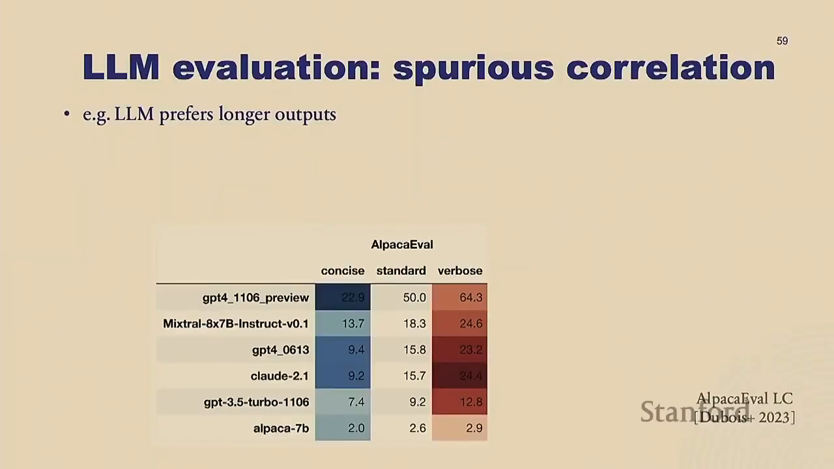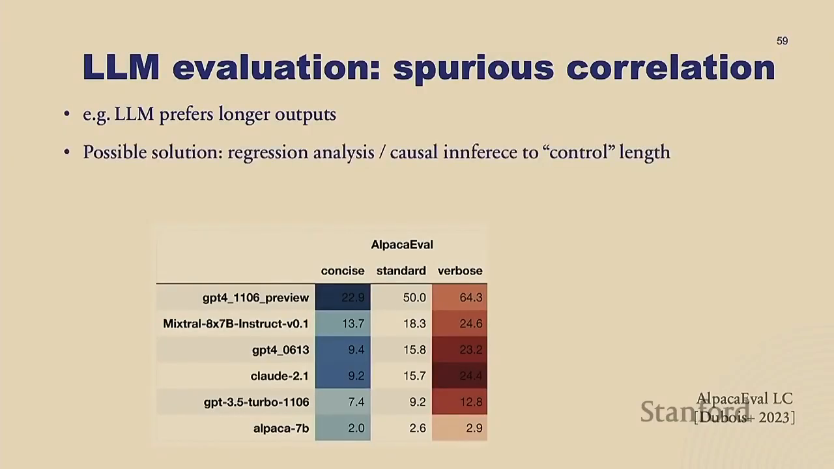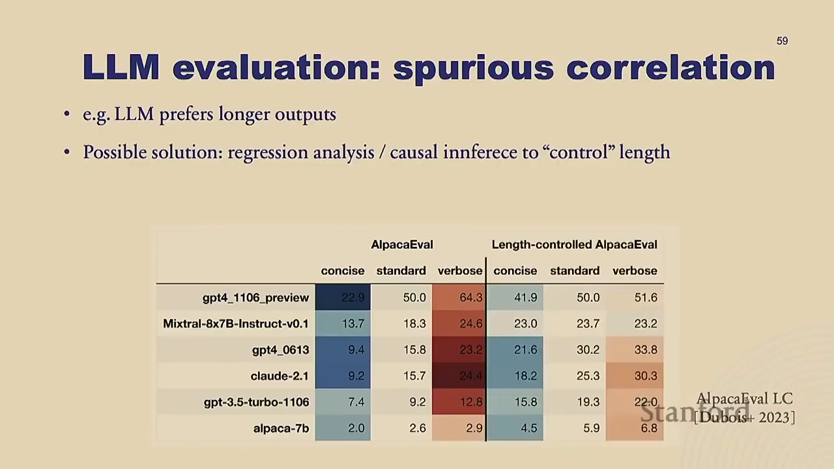That's very annoying. So one possible solution, which is what we did, is to use some regression analysis. I'm not going to go into details, but basically use causal inference tools to control for length. And right now, length matters much less. So if you ask it to be verbose, you still get some gains, but much less.